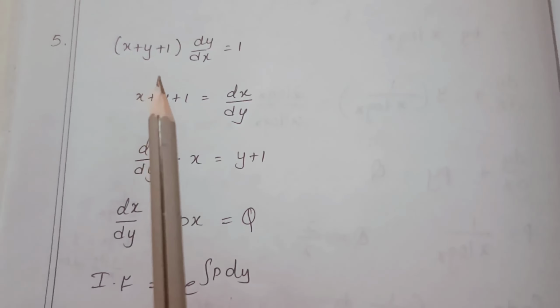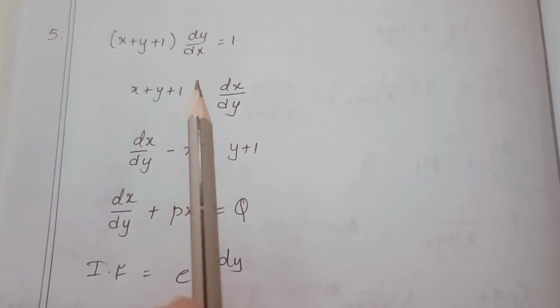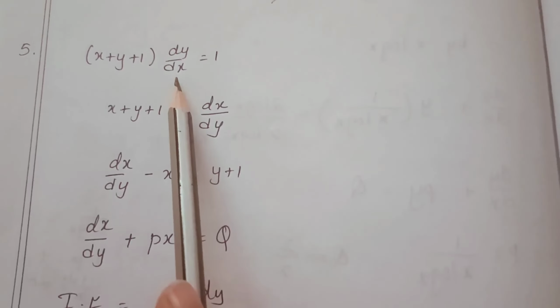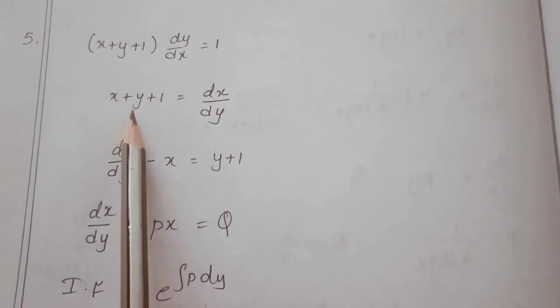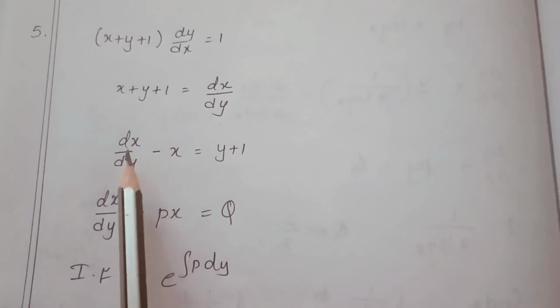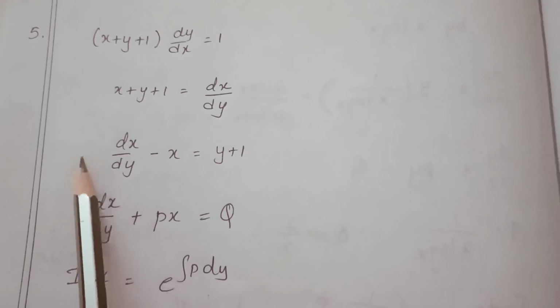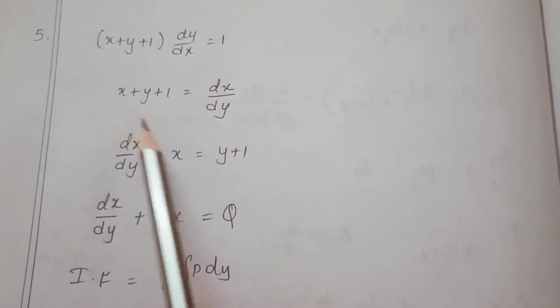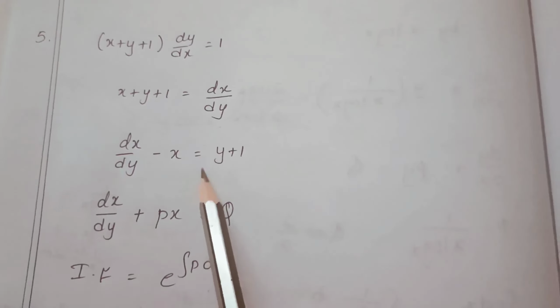Question number 5, x plus y plus 1 times dy by dx is equal to 1. These are in multiplication, so we have to transfer this to dx by dy. So x plus y plus 1 is equal to dx by dy. Now both are linear, both degrees are 1. So dx by dy, take x here, minus x is equal to y plus 1.